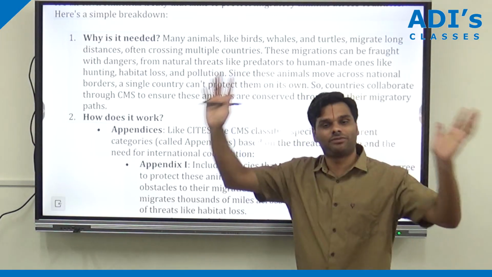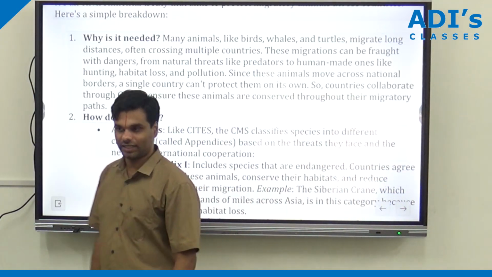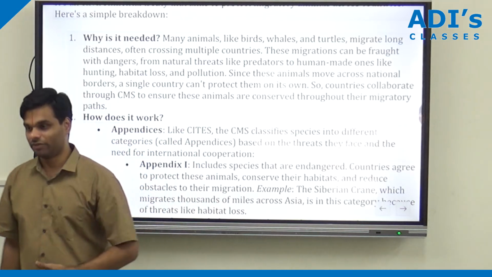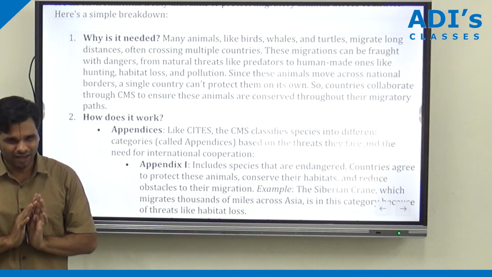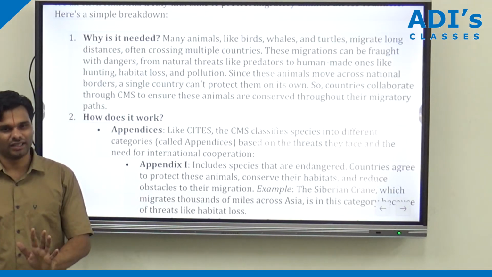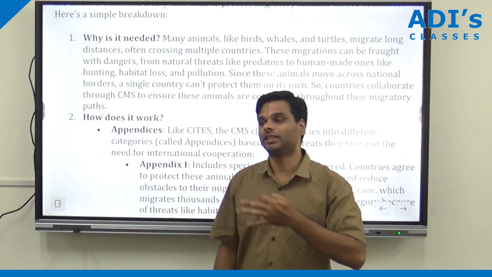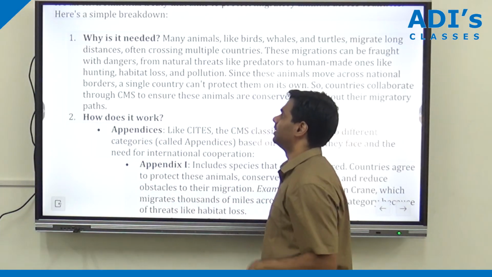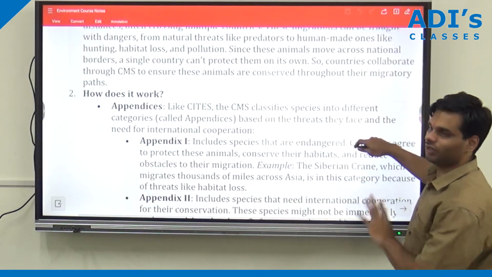Again, it's a framework that is being made available to all of these countries which see migration of wild animals so that they can protect it. That is all this is. Clear? Convention on Conservation of Migratory Species of Wild Animals. I can give you the notes also, you can see it.